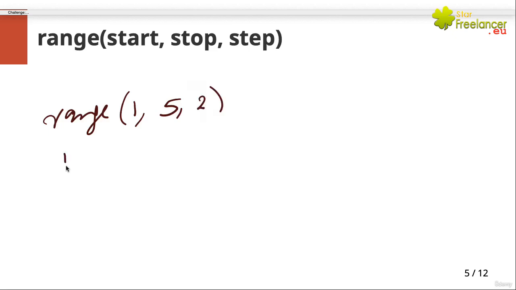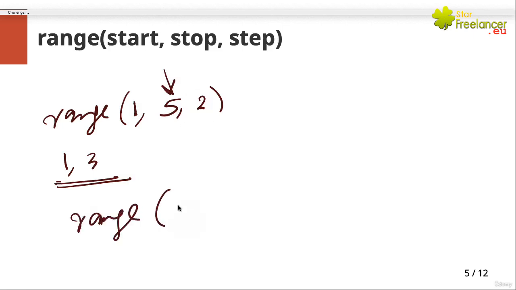It means start from 1, add 2 to 1, you have 3. Add 2 to this, you have 5. Because we are meant not to reach here, these are the only 2 values that will be given to us. Remember, start from here, but don't reach here. This is a stop. You don't measure 5. Begin to add 2.